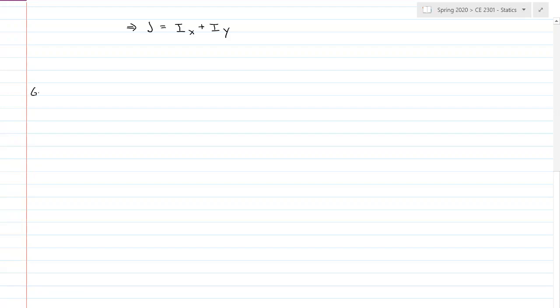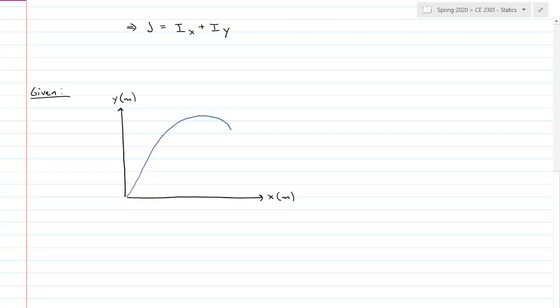In our first example, I'm going to be given this area, x in meters, y in meters. I'm going to draw here my lovely little area. We're going to stop it at x is equal to 10. My shading is so fantastic.